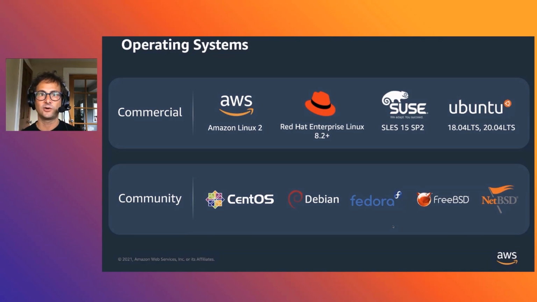If you rely on open source community-based operating systems, there's support for most of them also. So you can use CentOS, you can use Debian, and you can even use FreeBSD or NetBSD, which shows how easy it is actually to port a new operating system to Graviton2 based instances.